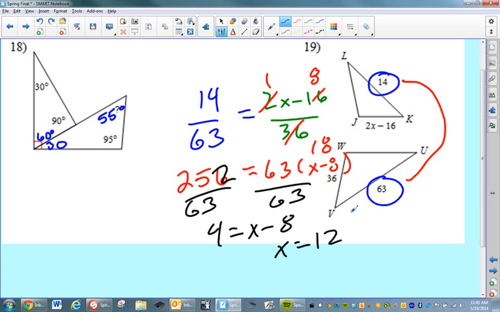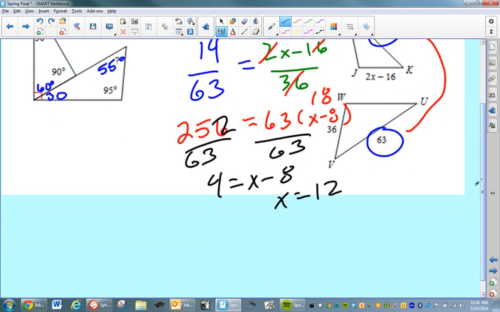How to get to the red? 14 times 18 is 252. 63 times x minus 8 is 63 times x minus 8. Yep.